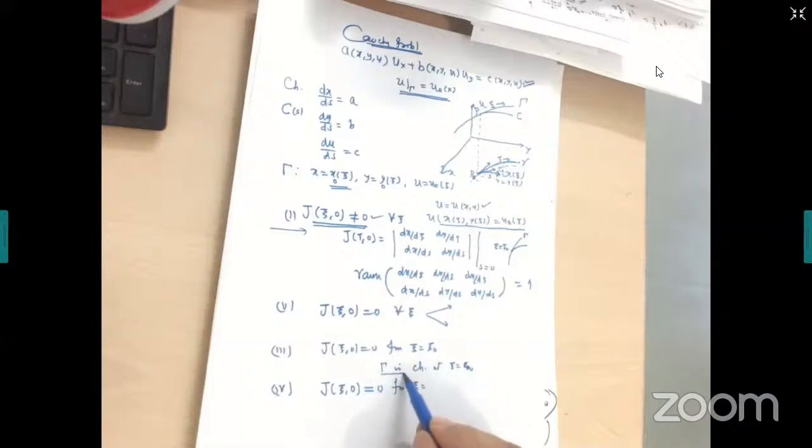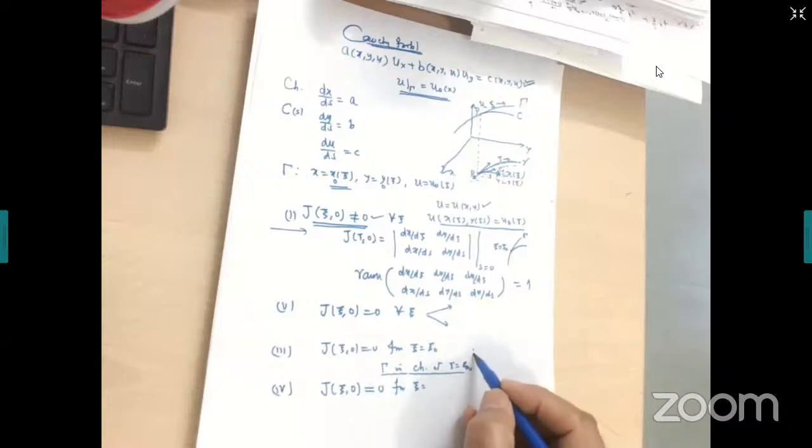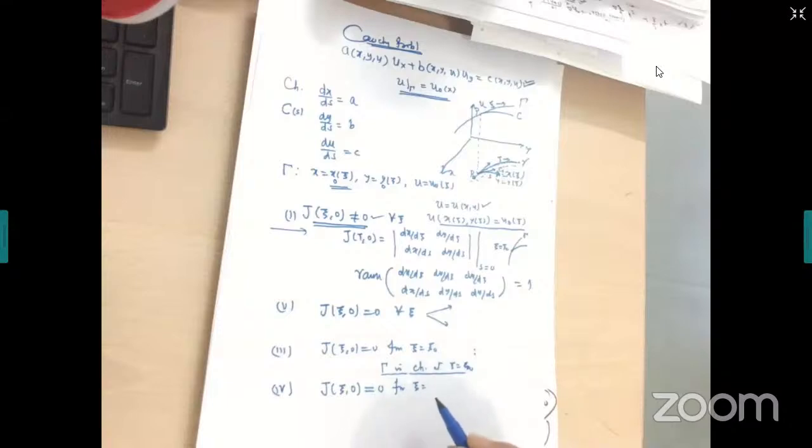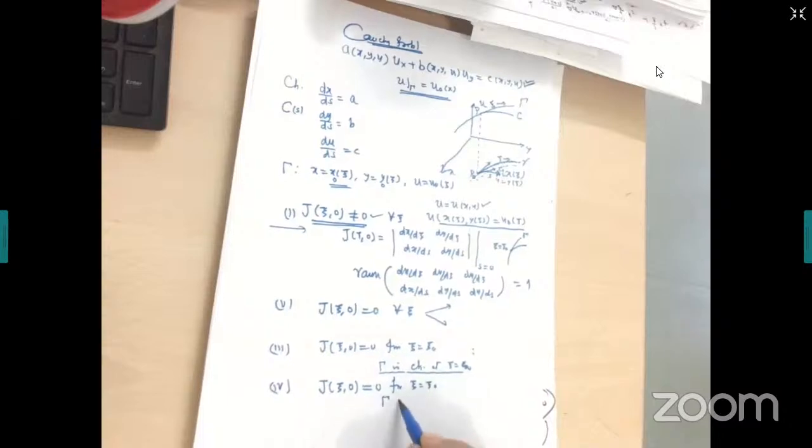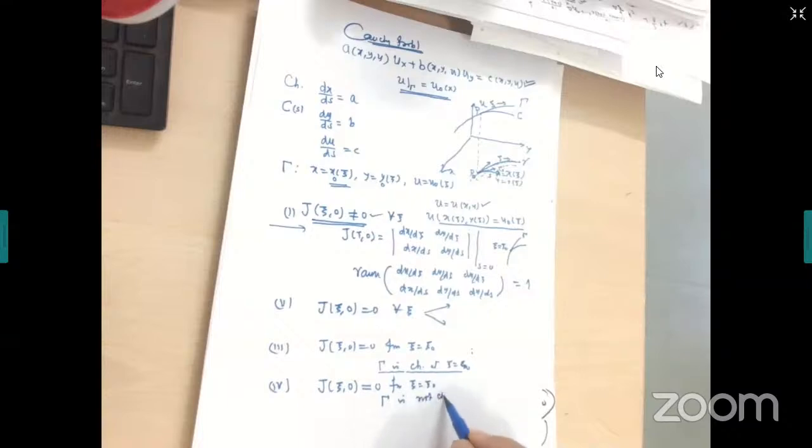That's all right. When I say that gamma is characteristic, what does it mean? The tangent to gamma coincides with the tangent to the characteristic. Is that right? So the rank condition does not hold. Think about it again and tell me: what happens when J is equal to 0 for some xi naught, and this space curve gamma is not characteristic at xi is equal to xi naught? These two cases are important.